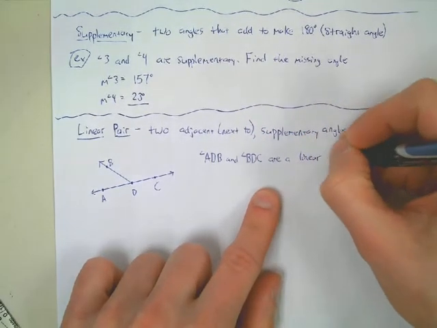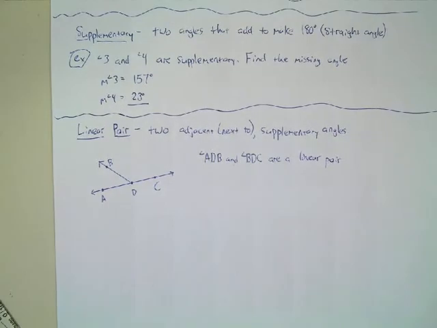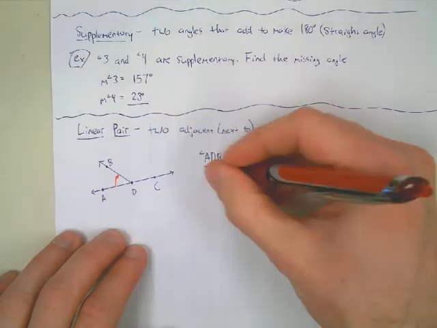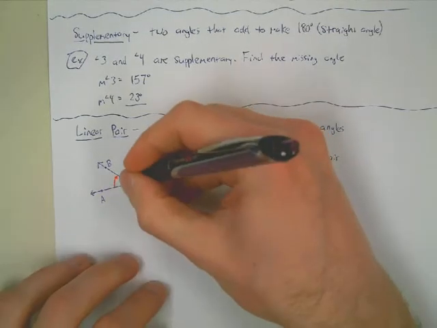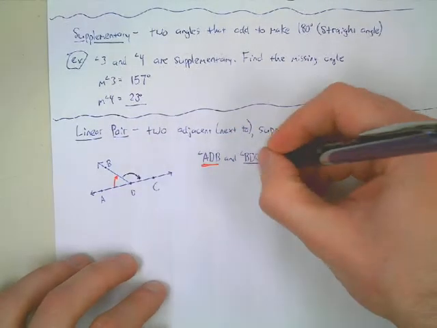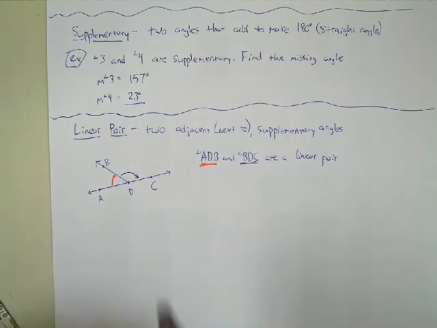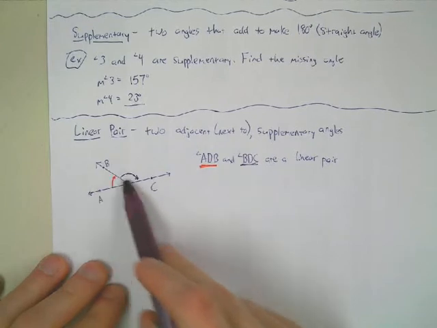Okay, so ADB, that's this angle right there. And then BDC, that's this angle right here. You can see, yes, of course, they're adjacent, they're next to each other, right? They share a vertex, and they share this same side, okay? ADB and BDC, they make a straight line there, 180 degrees.